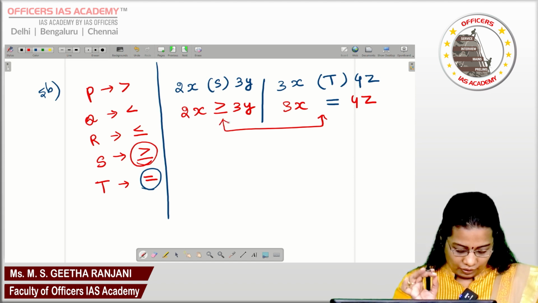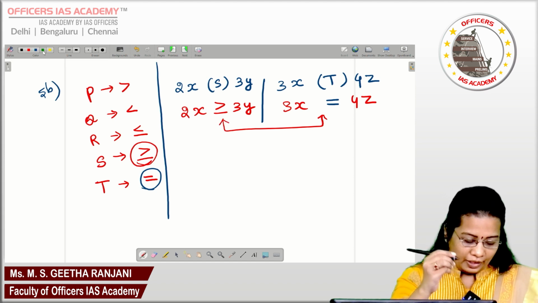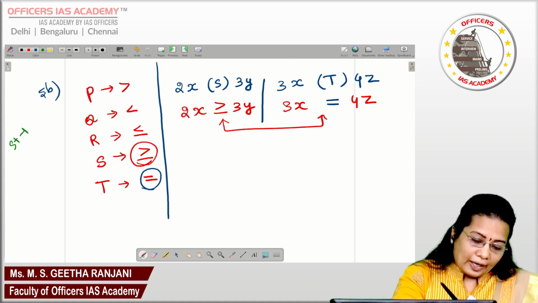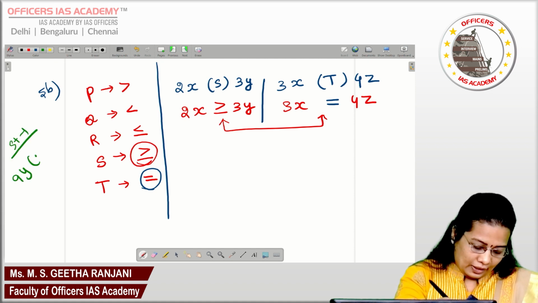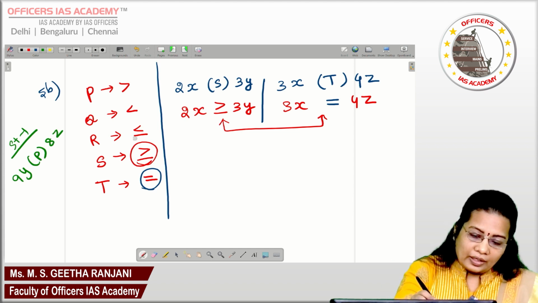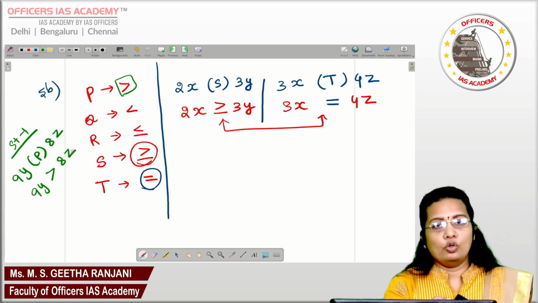From these, we want to evaluate the statement number 1. What is the statement number 1? 9y P 8z. What is the meaning of P? P means greater than. 9y is greater than 8z or not. You want to check this one.